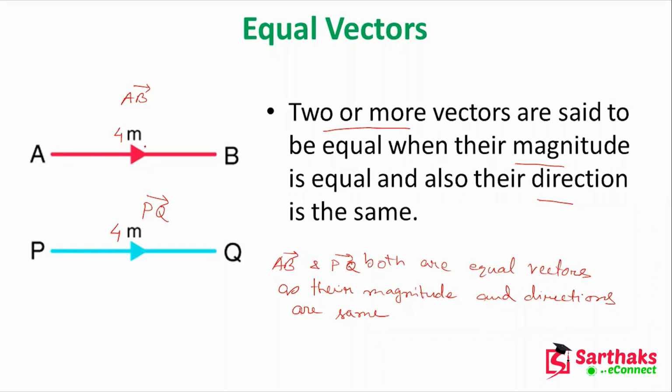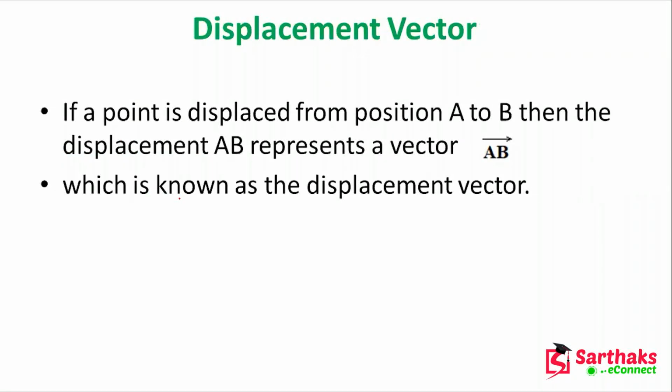That means here the direction is towards this side. So both the direction and the magnitudes are the same. That's why these two are called equal vectors. So remember one thing: equal vectors mean their magnitude and direction should both be the same. If the magnitude is the same but the direction is not, I cannot say these are equal vectors. These two factors should be the same. Remember this.